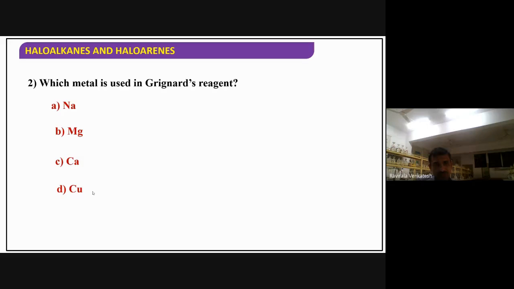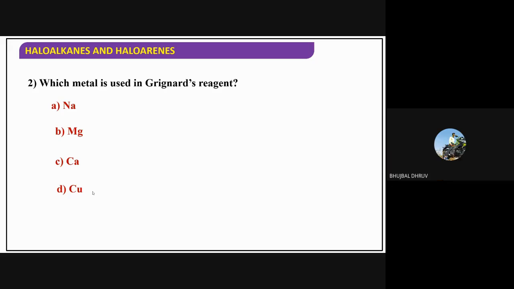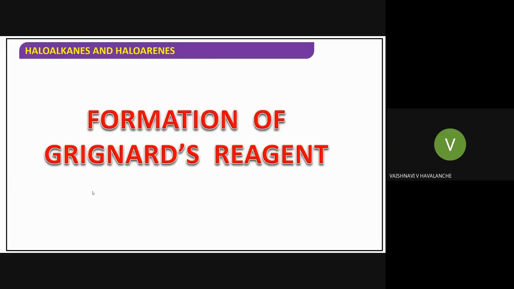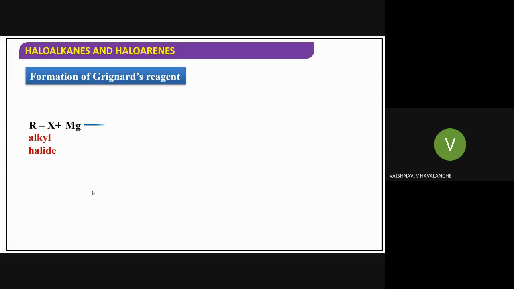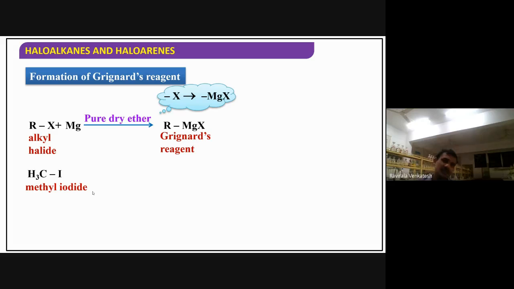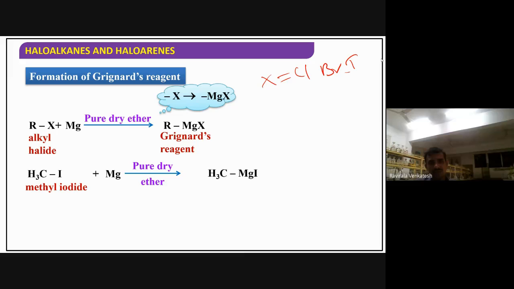I think this will be easy for you. Tell me the answer. Magnesium. Generally, the reaction takes place in this way. RX when treated with magnesium, we are going to get like this. In place of X you can take chlorine, bromine, or iodine. In this way, we are going to get the Grignard reagent by adding magnesium.